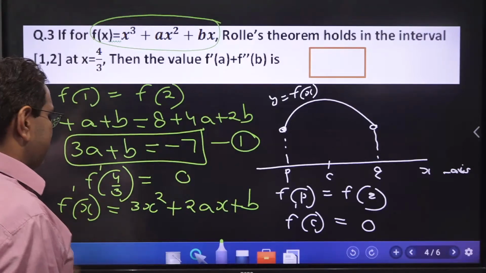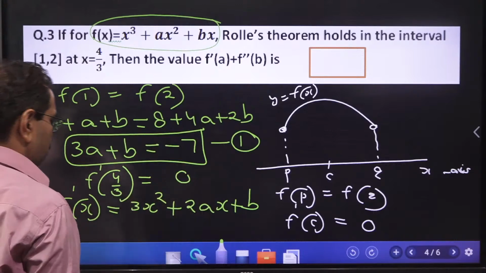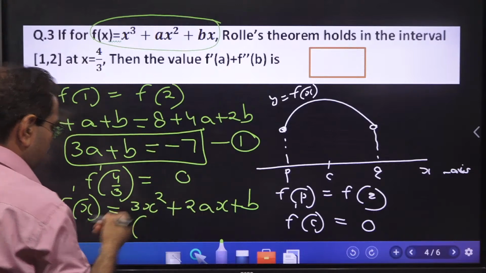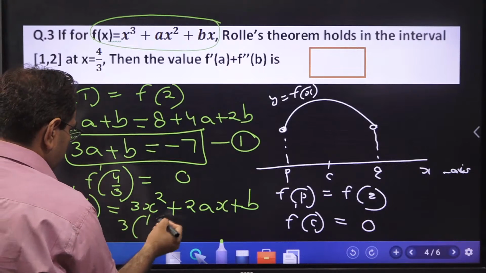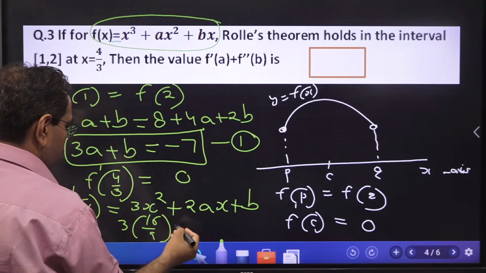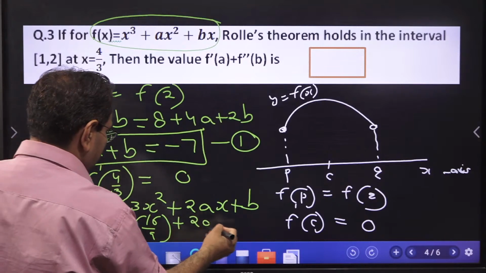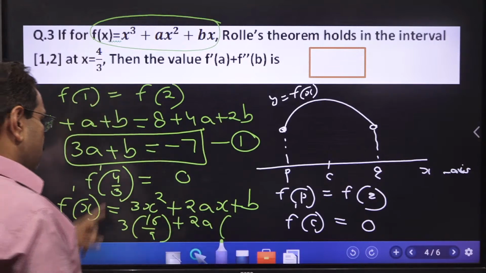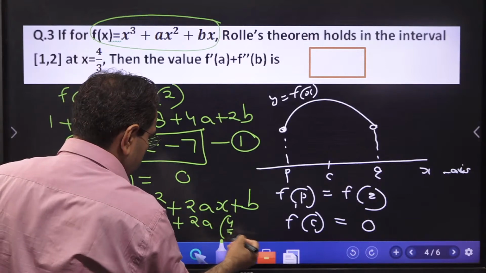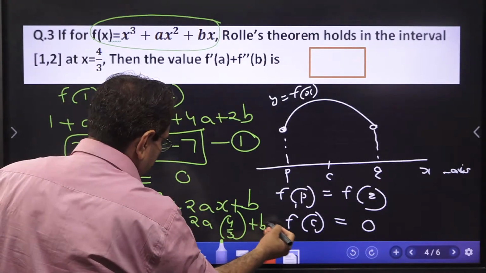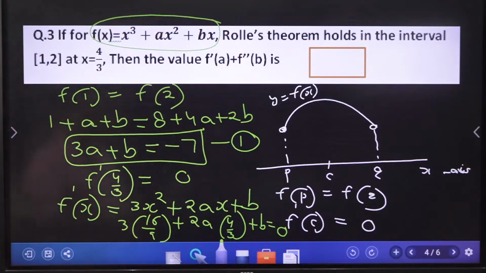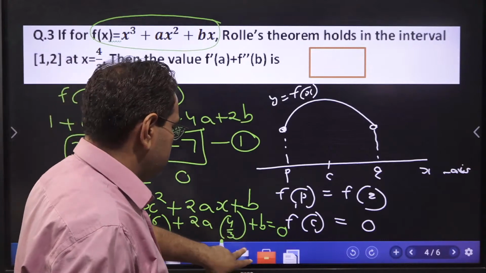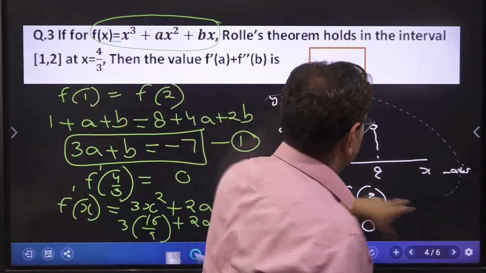Now f dash 4 by 3 must be equal to 0. So 3 into 4 by 3 squared, we put x equal to 4 by 3 here, so 16 by 9 plus 2a, and x is equal to 4 by 3 here also, plus b. And this quantity must be equal to what? 0. Okay. So now after the simplification of this, let me delete this side first.